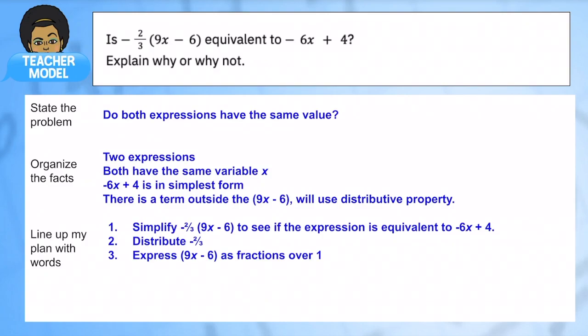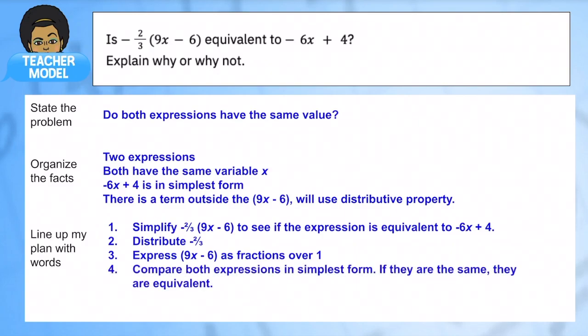So see, we're going to chunk it out. It's not going to be so bad when we multiply the two fractions together. And please, please, please just be careful with your multiplication rules with positive and negative numbers. Finally, once we get to the end, after we distribute and combine like terms, we're going to compare our expressions to see if they are the same in simplest form. If they're the same in simplest form, they're equivalent. If they're not the same, they're not equivalent. All right, hit pause and jot this down in your notes.